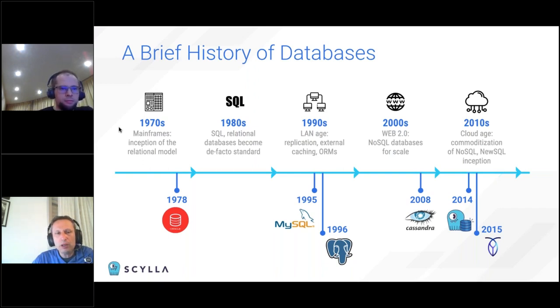NoSQL tried to mitigate and deploy data in a distributed way, but in the process, of course, it's a trade-off. It had to relax some of the requirements like ACID and others that come with relational databases. Apache Cassandra is one of the more popular first waves of NoSQL. And ScyllaDB, you can think about it as a second wave of NoSQL, built on some of the properties of Cassandra, but improving on other properties.